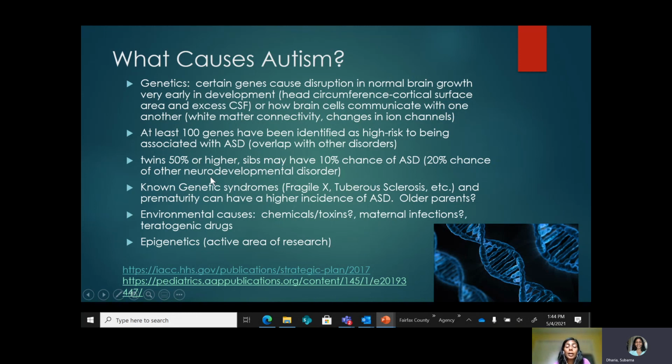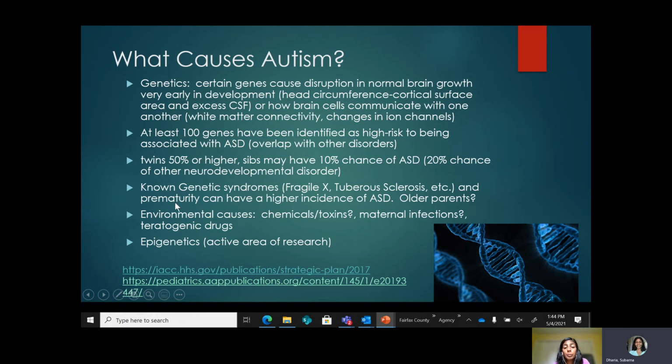We do know that children who have a twin or a sibling do have a higher chance of autism. And even those who don't have autism may have another neurodevelopmental disorder like ADHD or learning disability or language disorders, things like that. Genetic syndromes can be associated with autism. There are certain ones I've listed here, Fragile X or tuberous sclerosis are just two, but there are many more. And as you can see, there's probably going to be more that we identify.